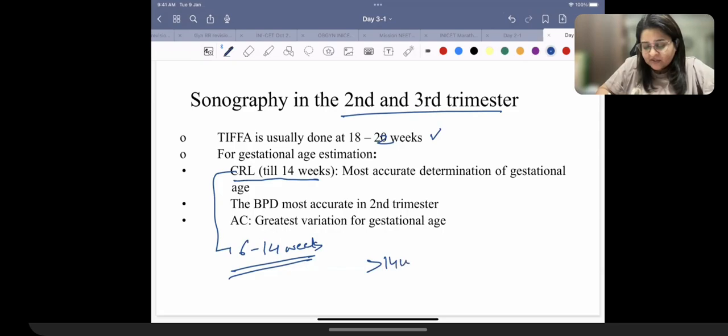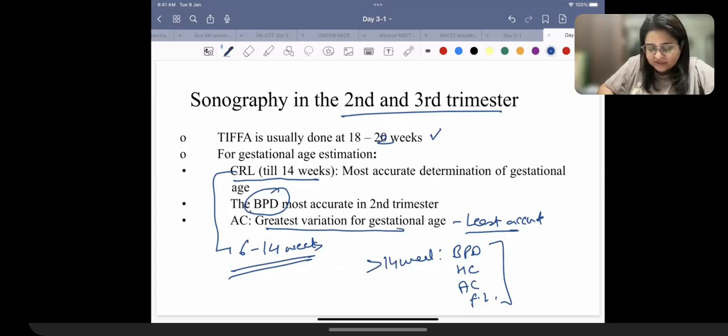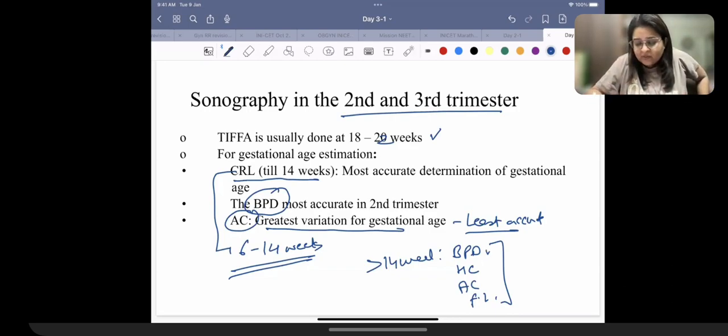After 14 weeks, which parameters do we take? We take, remember yesterday I told you, BPD, HC, AC and femur length. Okay? So in the second trimester, the most accurate for gestational age is the biparietal diameter. And which is the least accurate for gestational age measurement? The least accurate, the one with most variation, is the abdominal circumference, because the AC is not a bony diameter.